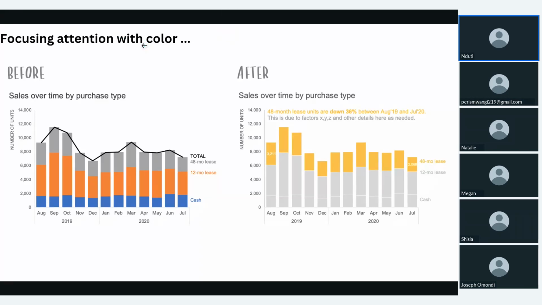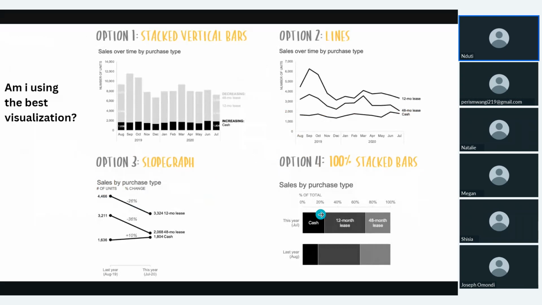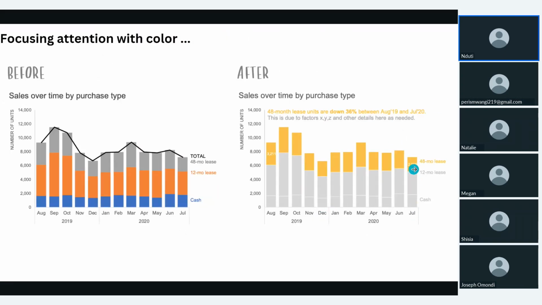But let me give you guys maybe something interesting. What if we had a focus on the 48-month group category alone? Forget our initial requirements. Now this is an example of how to focus attention with color. Similarly to how we had the green and red before, what we have here is just a yellow highlighting this particular segment of customers, and a very nice explanation saying in matching color that the 48-month lease units are down 36% between August 2019 and July 2020, and notice you even have a value for each.